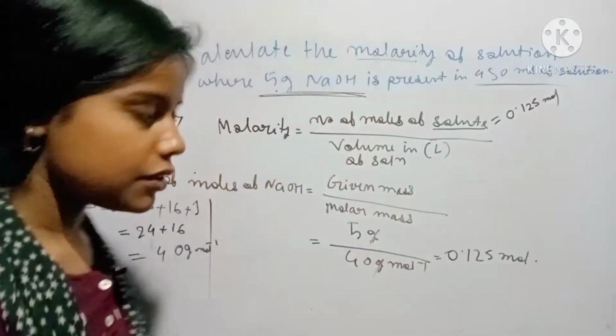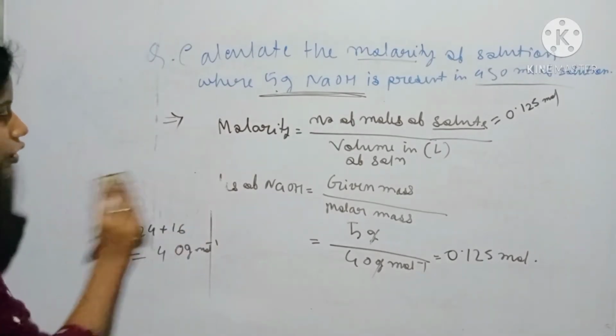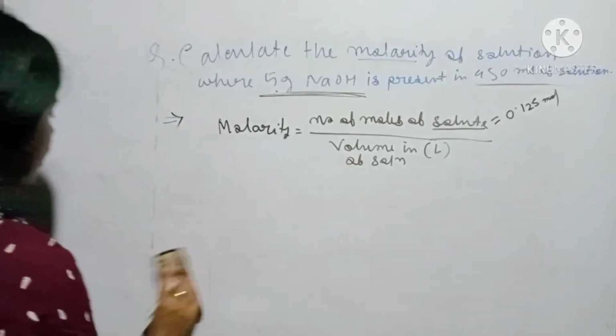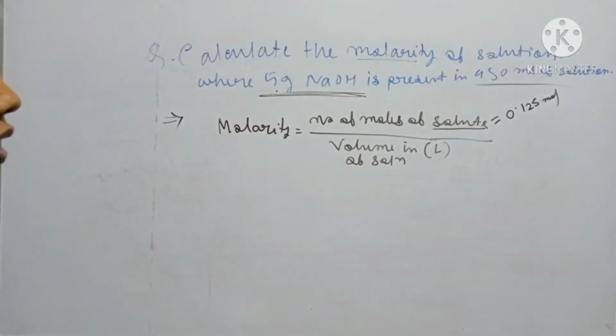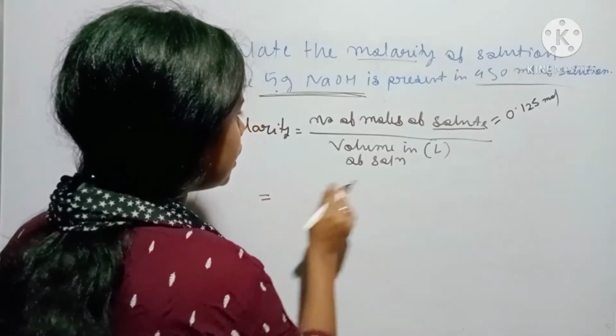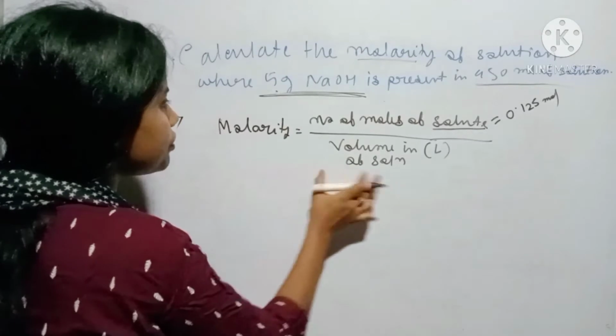Now I'm going to wrap this up. You should take a screenshot, or write it in your copy or in your book. It's already done there, but I want to explain it, that's why I take this example. Okay, we got the number of moles of solute, and now we have to calculate the volume in liter.